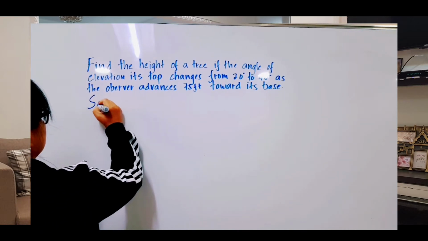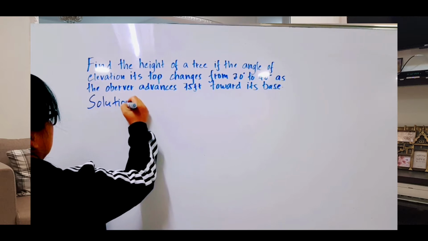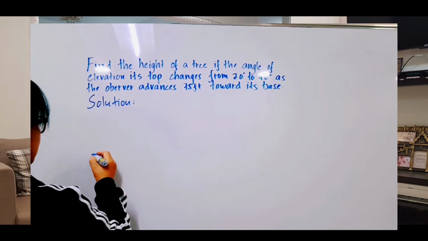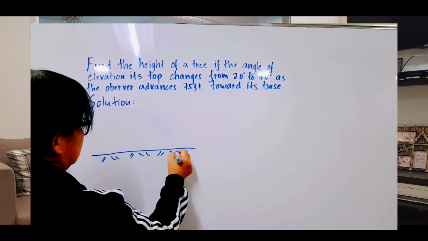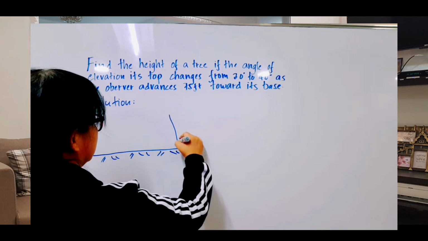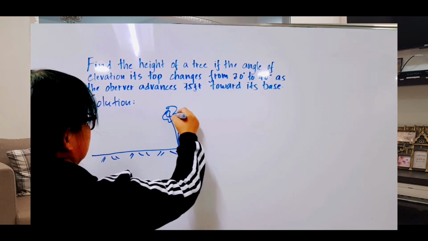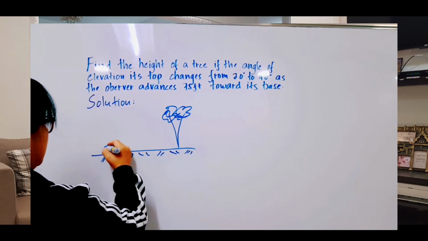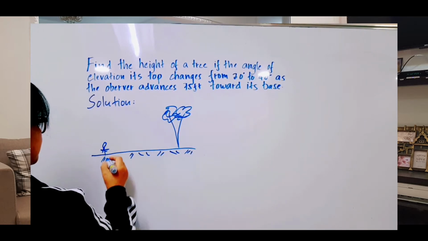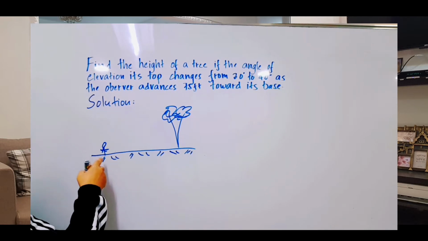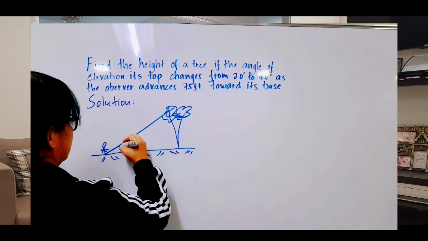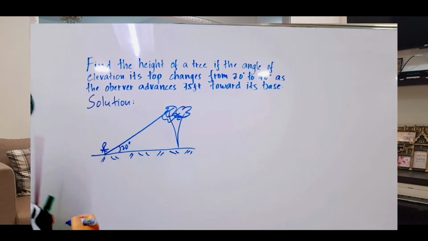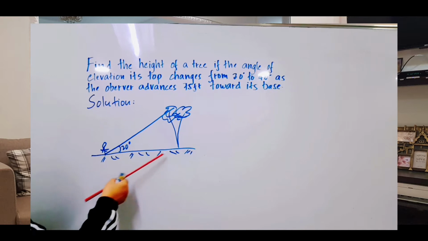First, of course, we have to draw a rough sketch of a tree. If this is the ground, and here is the tree, here is a man observing, an observer. Now, initially, he's standing here and he's observing the top of the tree with an angle of elevation of 20 degrees.